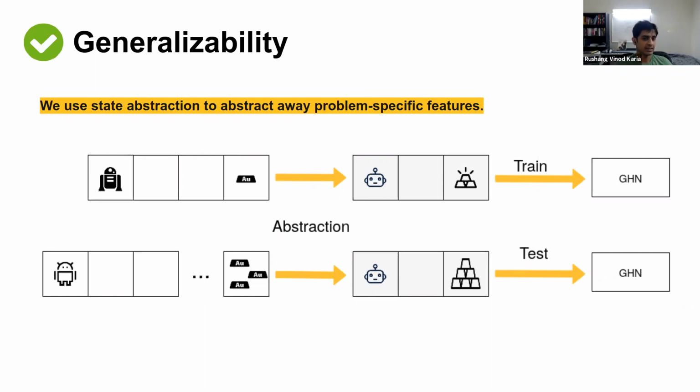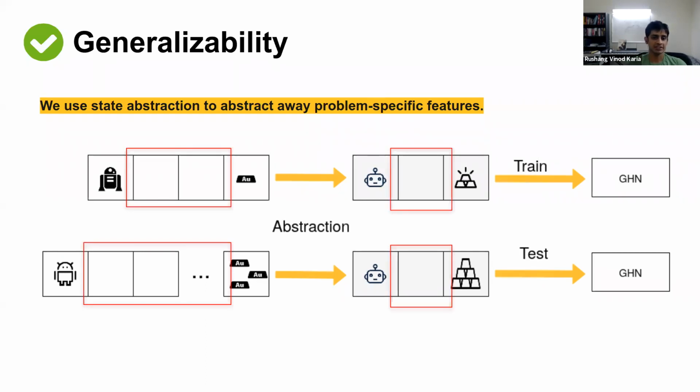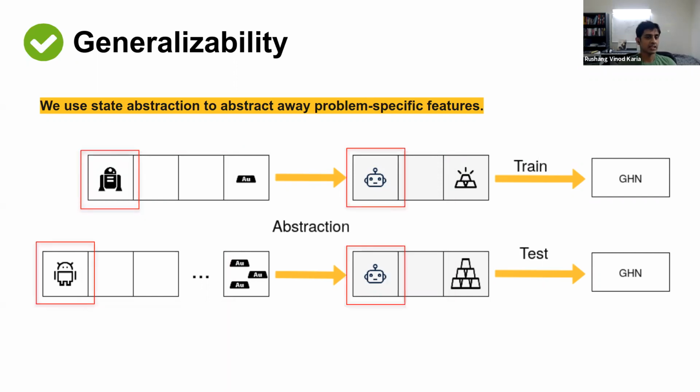So in this example, there is a robot and a bunch of rooms, and there's a gold bar in one of the rooms and a robot in one of the rooms. So we use abstraction in which the empty rooms get mapped to a single abstract state. And similarly, we can abstract away information like different object names, which is shown by the different robot icons, and we can have them mapped to the same robot icon.